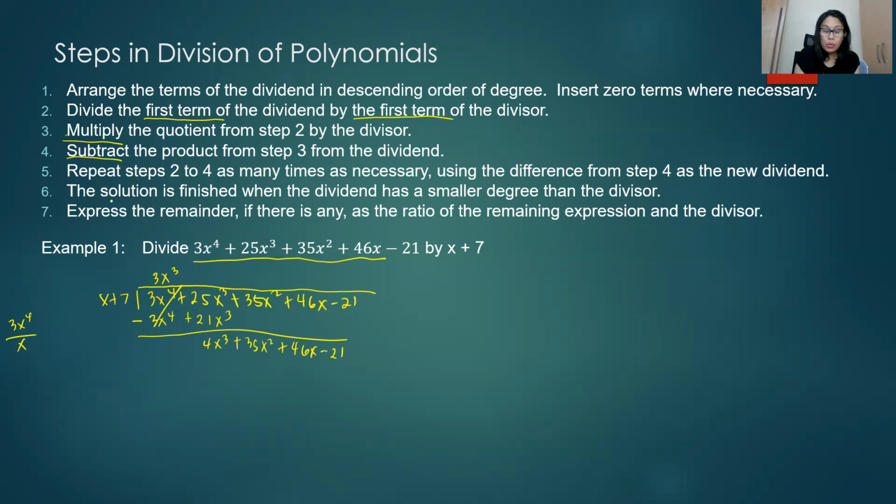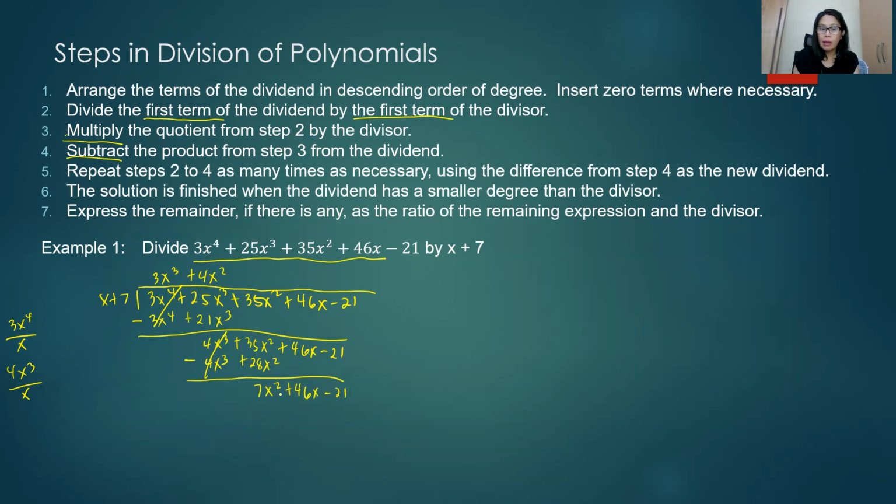And then we'll repeat steps 2 to 4. So we will again divide the first term here by the first term of the divisor. And that's 4x cubed divided by x, by the law of exponents, this is 4x squared. And then multiply this 4x squared to both terms of the divisor. So we have 4x squared times x, we get 4x cubed. And then 4x squared times 7, we have 28x squared. Again, we'll perform subtraction. So 35 less 28 is 7x squared. Then bring down 46x minus 21.